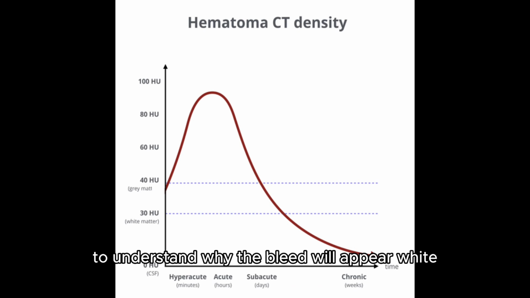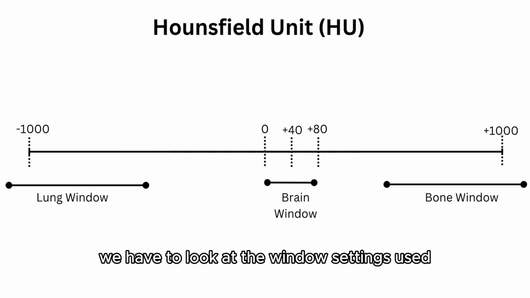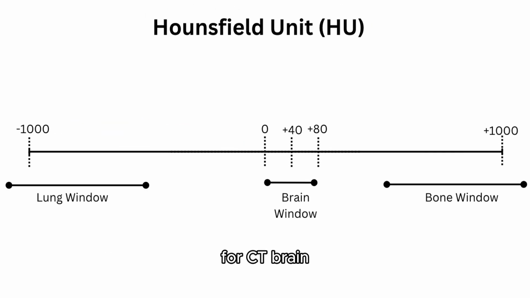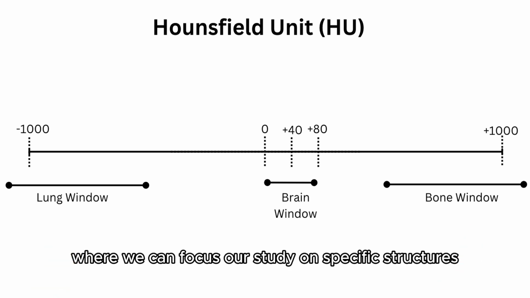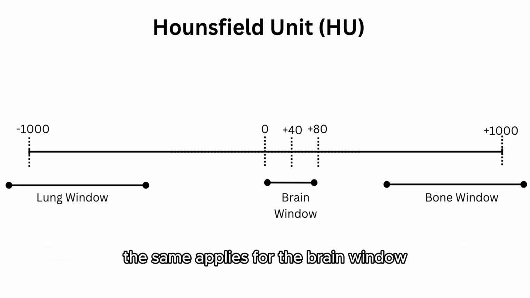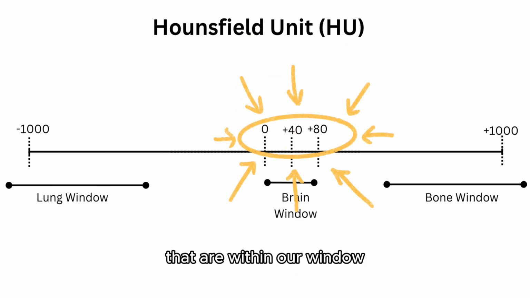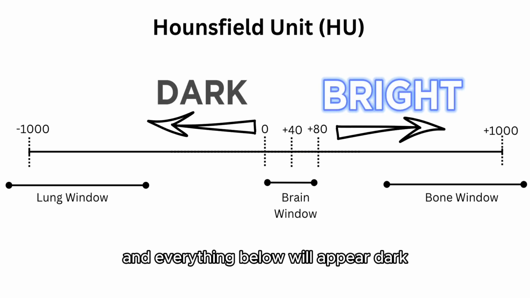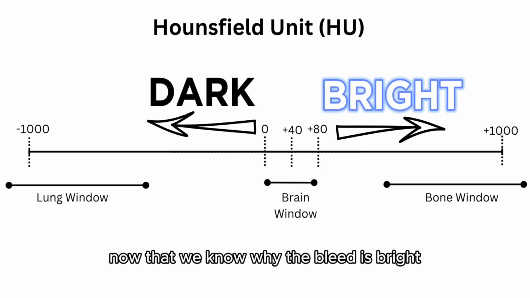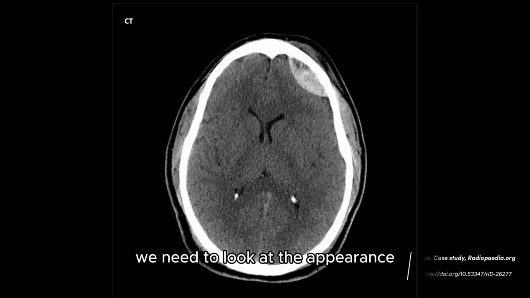To understand why the bleed will appear white, we have to look at the window settings used for CT brain. Some of you are probably familiar with the lung and bone windows where we can focus our study on specific structures. The same applies for the brain window. We can see certain structures that are within our window, but everything above our window will appear bright and everything below will appear dark. Now that we know why the bleed is bright, we need to look at the appearance.